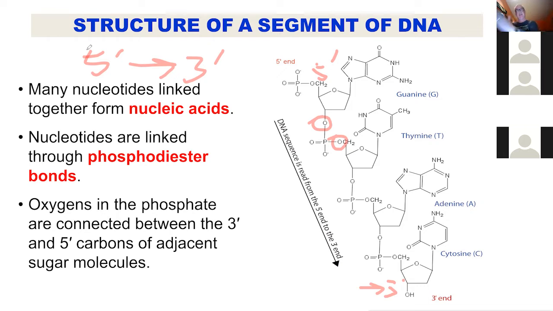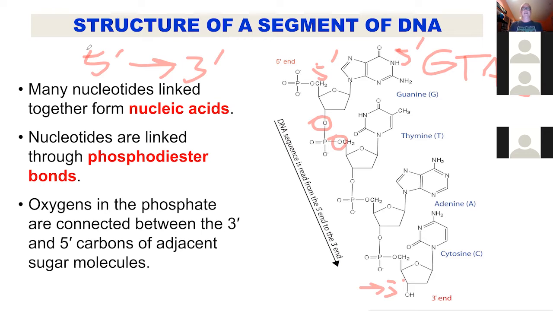That's the sequence of letters. We read them in that particular direction. So we would read this particular sequence as G, T, A, C, going from the 5' direction to the 3' direction.